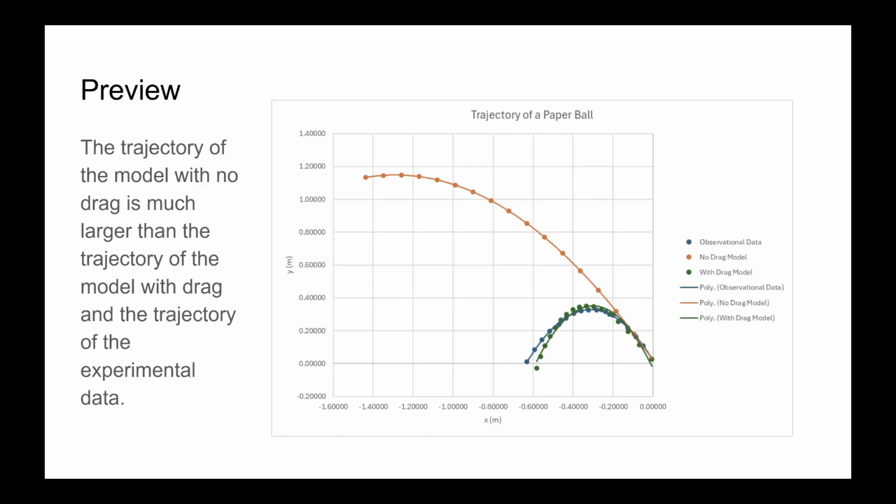So here's a preview of the data. This is the graph, and you can see the trajectory of the model with no drag is much larger than the trajectory of the model with drag and the trajectory of the experimental data.